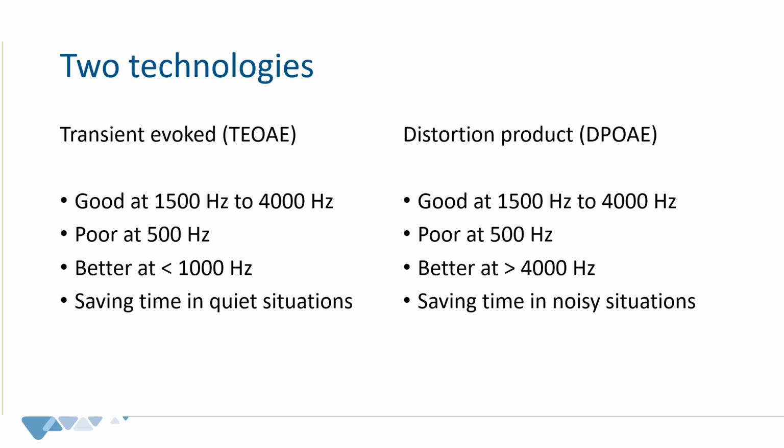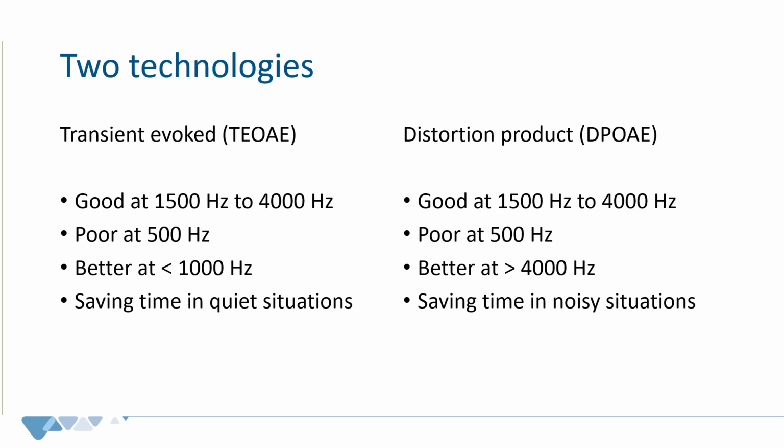Something that was said in the past about these two technologies: when you do TEOAE and it is quiet, you measure all frequencies at the same time. So that makes people think that you can very quickly get to a pass result. In my demo, I maybe already showed that the time differences are not that significant. I think actually in my case the DPOAE was a little bit faster, but that could be a coincidence.